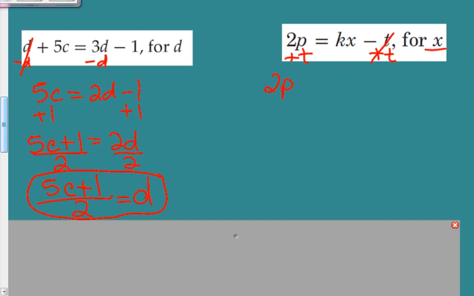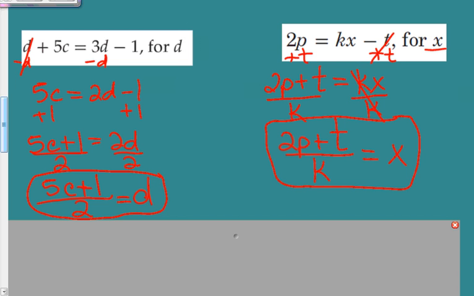2p plus t equals kx. Now I have a k being multiplied, so I'm going to divide my k away. Put a k on this side. The k's are gone. On the right, I'm left with 2p plus t divided by k equaling x. And then we're done there too.